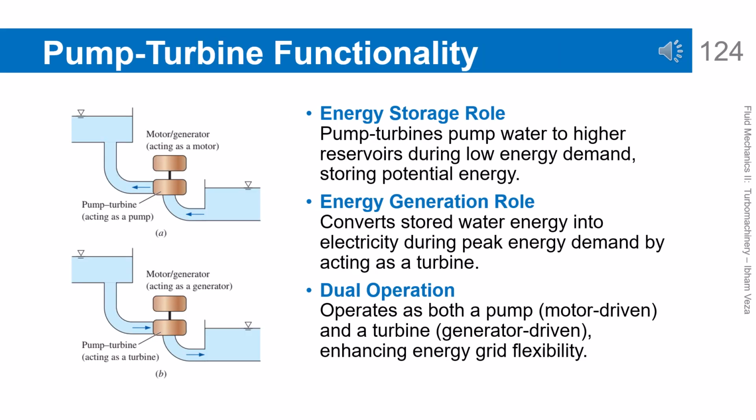Pump turbine functionality. A pump turbine system operates in two modes, as a pump and as a turbine. During low electricity demand, the system pumps water to an upper reservoir to store potential energy. During peak demand, the stored water is released and the machine operates as a turbine to generate electricity. Using the same machine for both modes increases system flexibility. This concept is the backbone of modern pumped storage power plants.